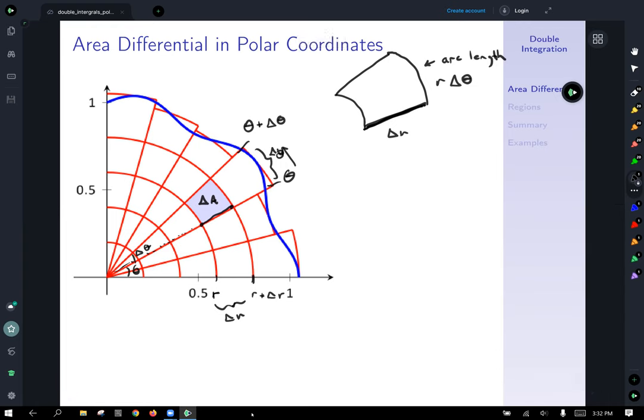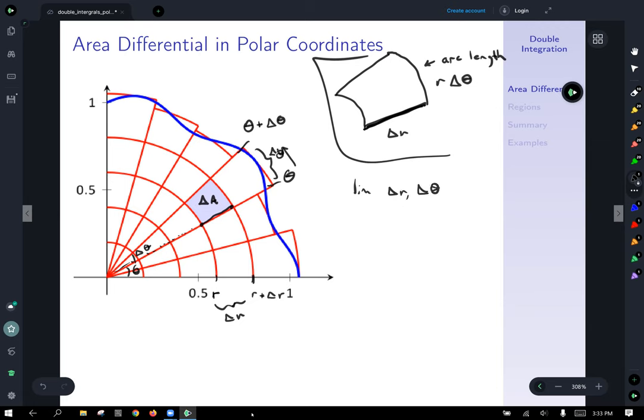All right, so what is going to happen? Well, as usual in calculus, we're going to take the limit, getting more and more of these things until these partitions are infinitely small. So what is this region going to look like as we take our limit? More and more slices is effectively taking delta R and delta theta to zero. In the limit, delta A, our region, is going to be very similar to a rectangle.